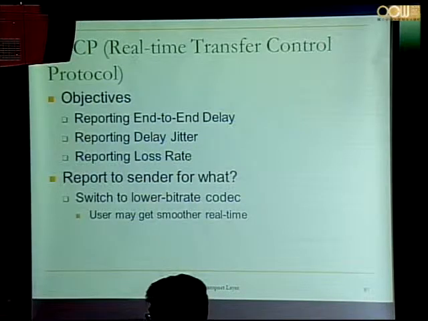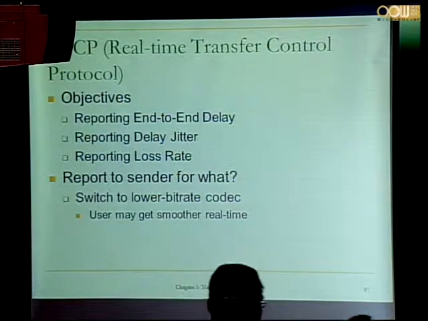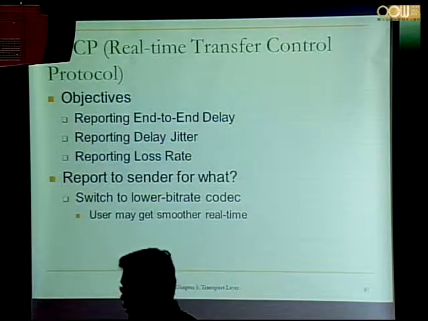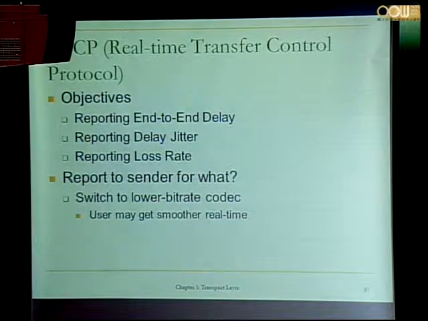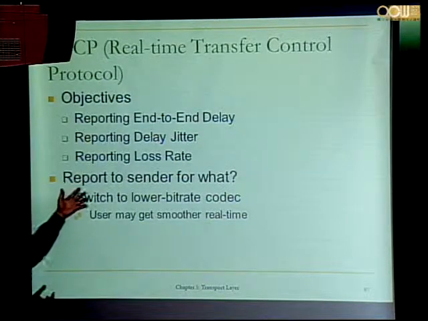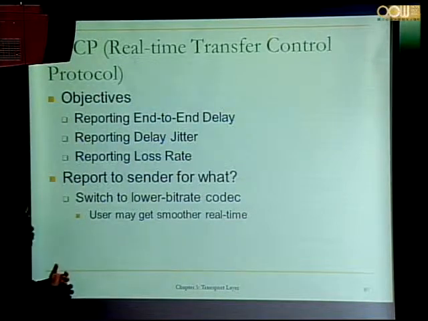Periodically, the receiver would prepare an RTCP message and send it back to the sender. So at the receiver, it would measure the delay, jitter, and loss, and then periodically send an RTCP message to the sender reporting the path quality. And we have said that the sender, once it receives the path quality report in the RTCP message, would then adjust the codec.